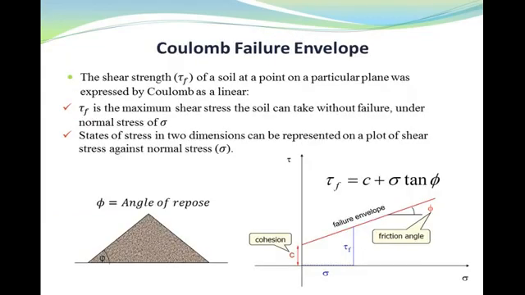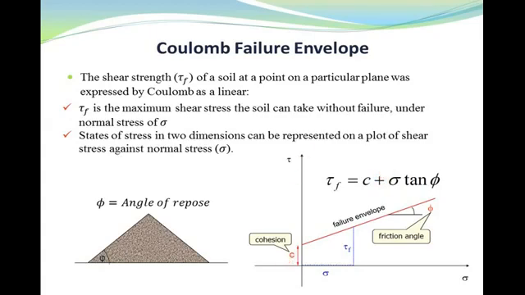Originally, the shear strength of a soil at a point on a particular plane was expressed by Coulomb as a linear function of the normal stress at failure on the plane at the same point. In this function, as you can see here, tau f is the maximum shear stress the soil can take without failure under normal stress sigma. Thus, failure will occur at any point in the soil where the critical combination of shear and normal stresses develops.